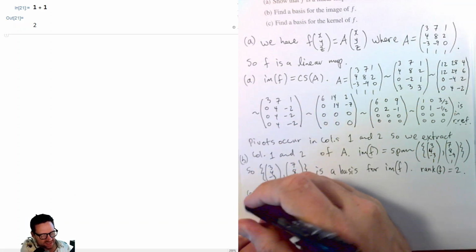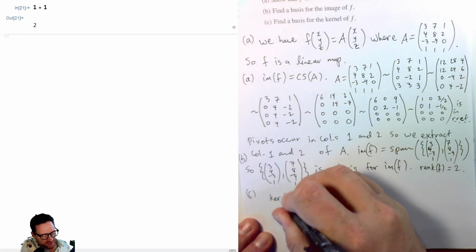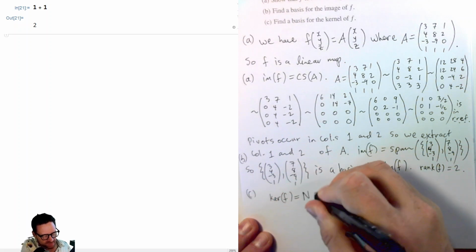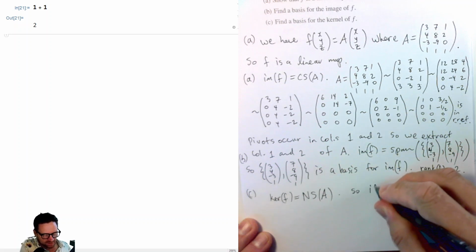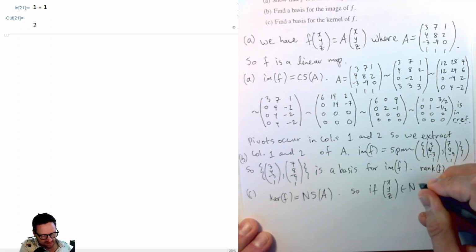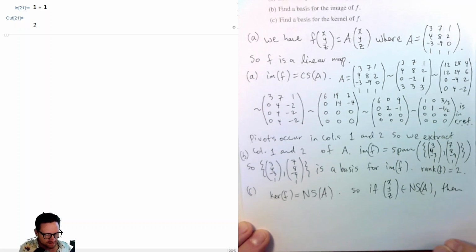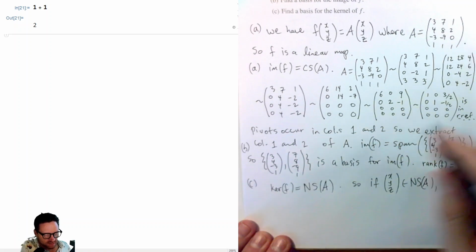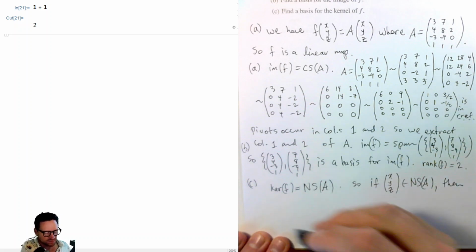So for part C, the kernel of F is the null space of the matrix A. So if x, y, z is an element of the null space of A, then what we have is its row reduced echelon form times x, y, z equals 0 also.